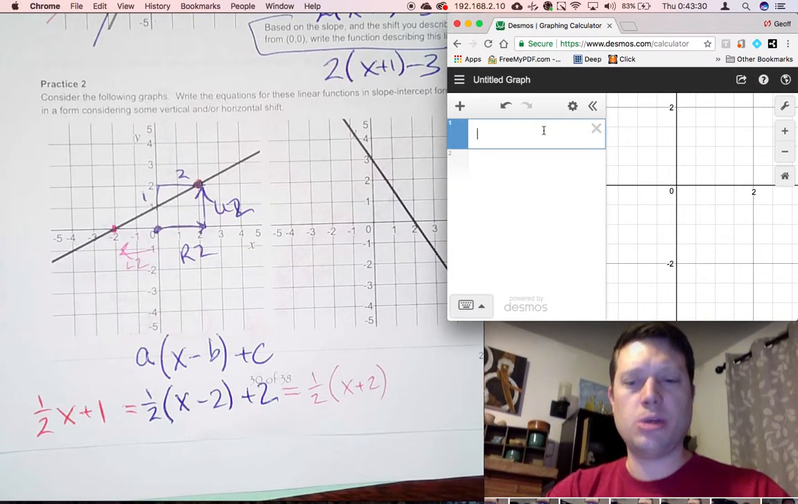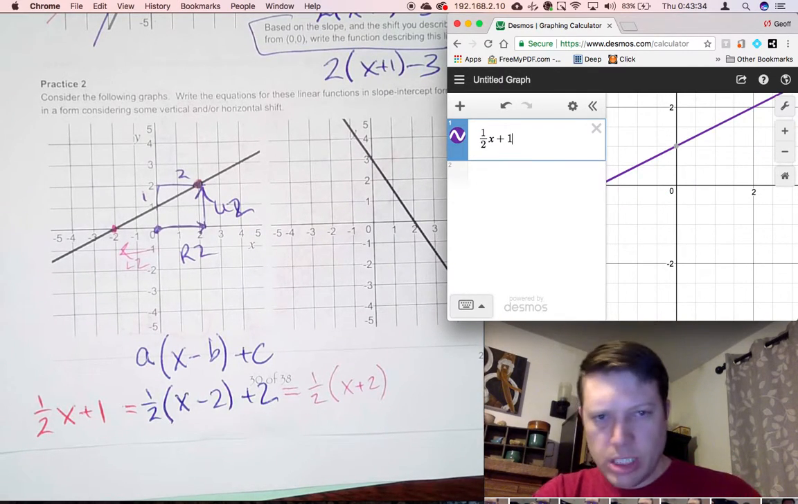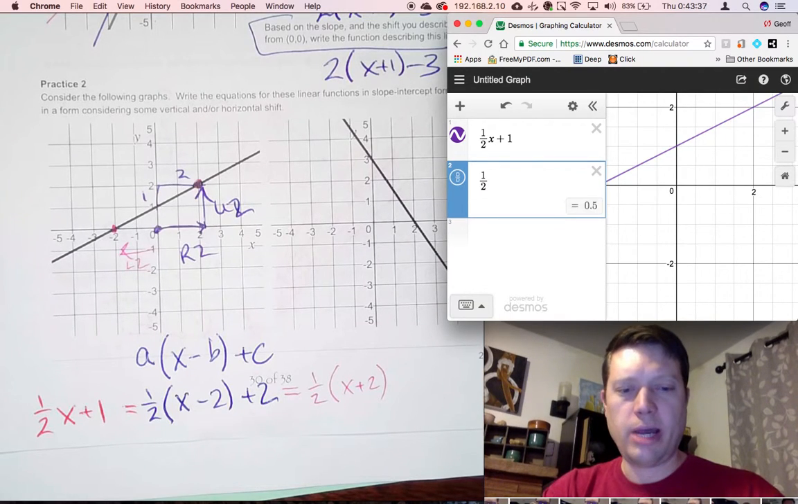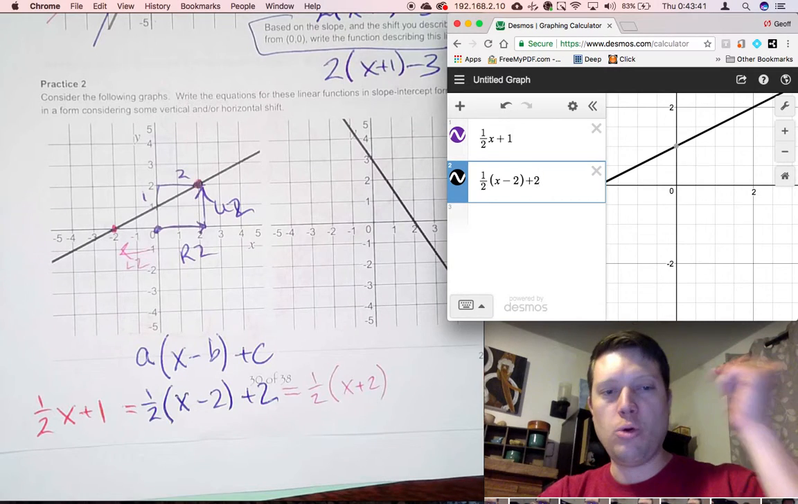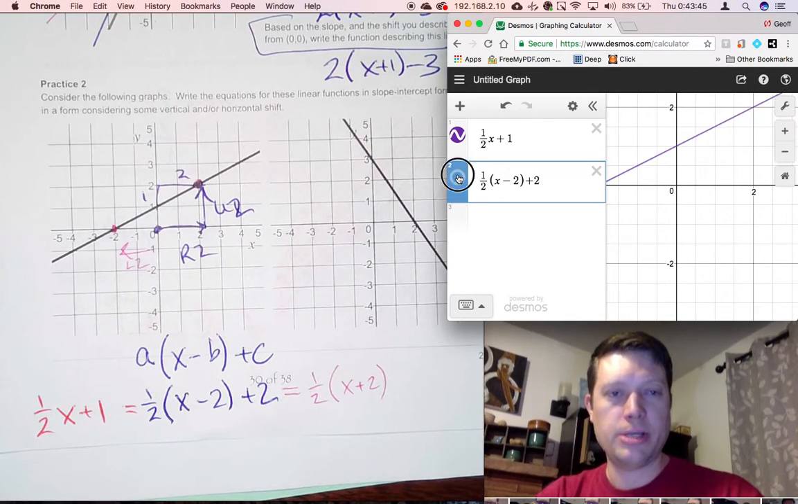Let's start with the slope intercepts. You know that one's right. 1/2 x plus 1. Now let's graph the next one: 1/2 times x minus 2, plus 2. Boom. Perfectly lined up. See it? Black, purple, there it is.